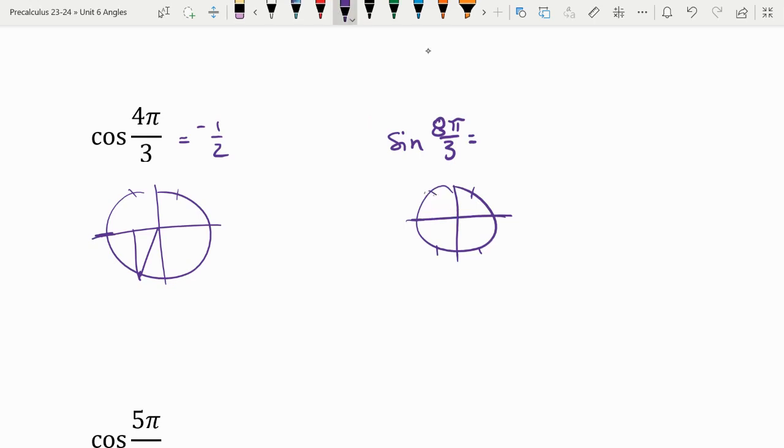I should draw my triangle so that I remember pi over 3 is going to be this one, and it's going to be negative 1/2 again. I need to be better at picking. Nope, sine isn't.